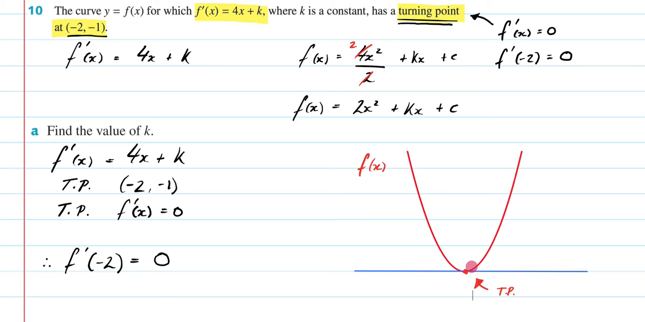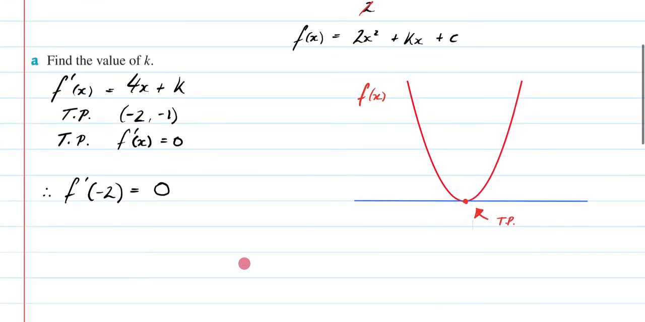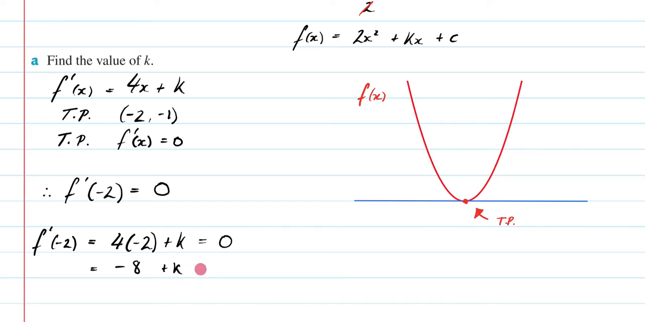All right, so now we have to solve it. This is just merely a matter of subbing in what we know. So when we sub in -2 into this, 4 times -2 plus k is going to be equal to 0. So that means I'm going to get -8 plus k is equal to 0. Therefore, k is going to be equal to 8. And just like that, we have solved part A.